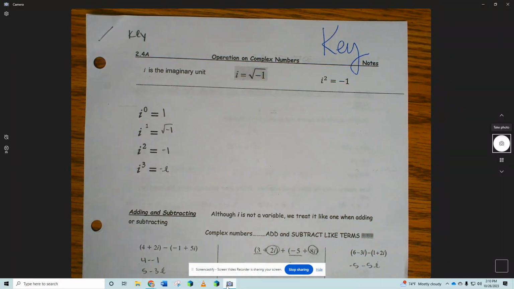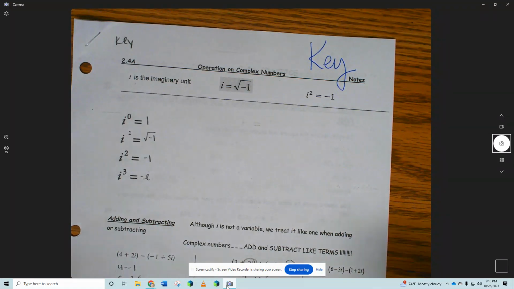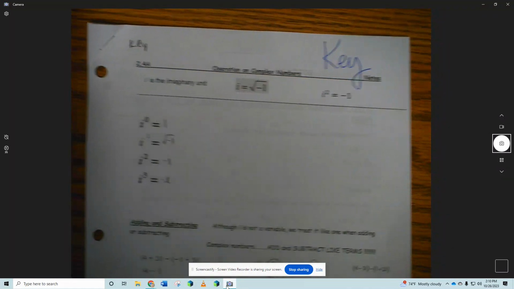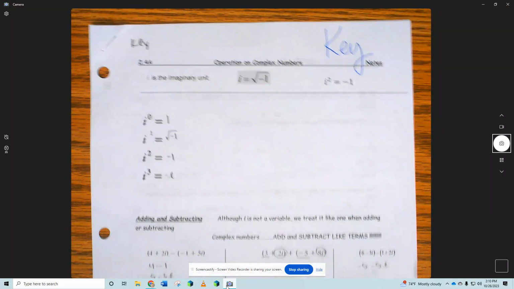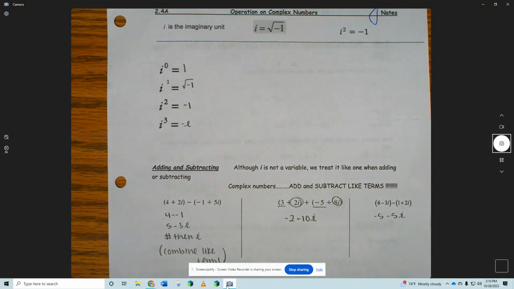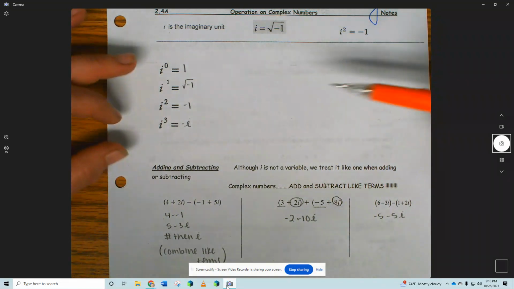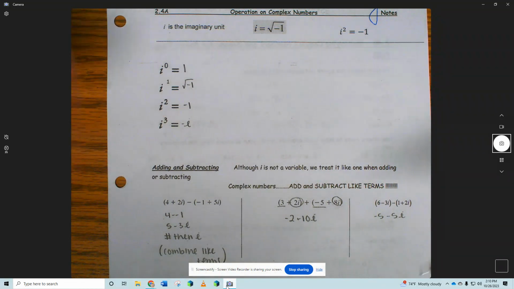Hi. This lesson is a combo lesson because I did not record 2.4a yesterday, so what I need to do is just do a little recap. I'm going to ask you to press pause on your video so that you can catch up on the notes, because I'm not going to go over every example in this video right now. So I want to briefly explain the basics and then talk about adding and subtracting.